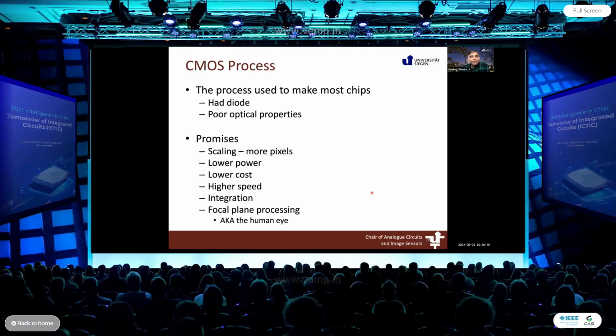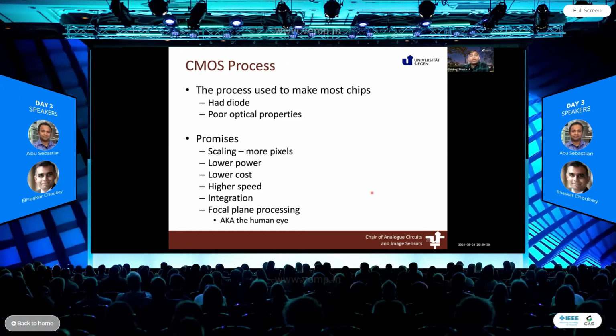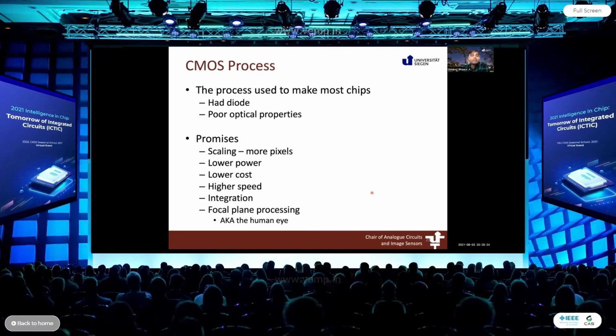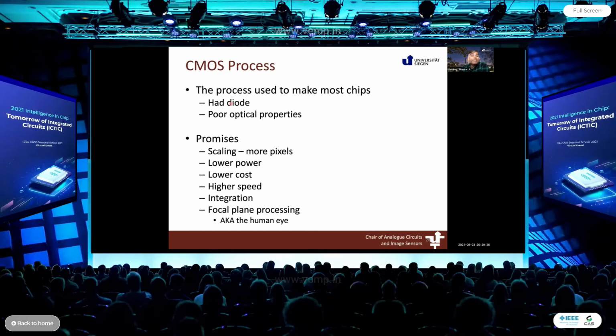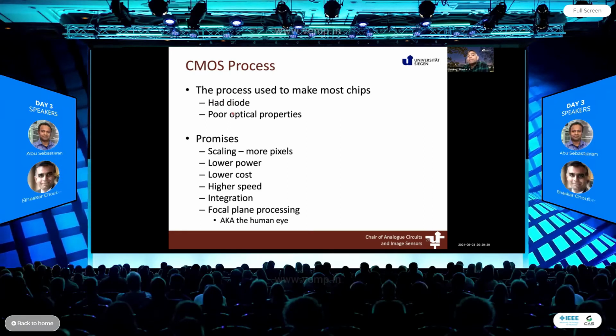This is where CMOS process was good. Standard CMOS process, in which we design all other non-optical processors and material. The first good thing was it had diode, so we can make a pixel. But the diode has poor optical properties.